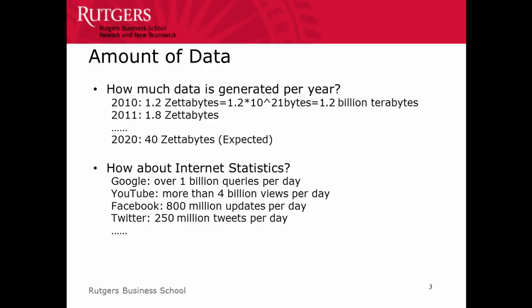Let's take a look at some internet statistics. For Google, we all do Google searches, and it is estimated that there are over 1 billion queries per day. So what does this mean? This means that people who have regular access to computers or tablets or laptops conducted at least one query per day. And for YouTube, this is even larger. There are more than 4 billion views per day. And on Facebook, there are 8,000 million updates per day.